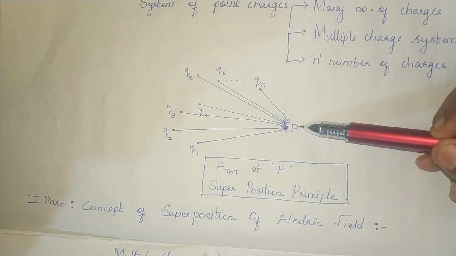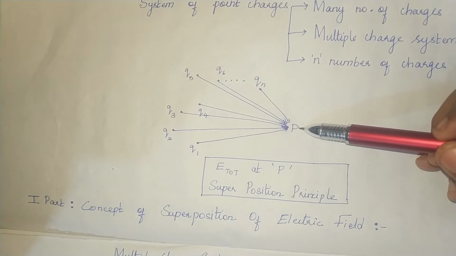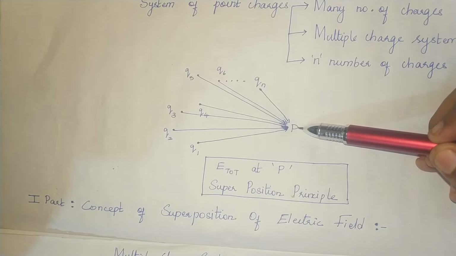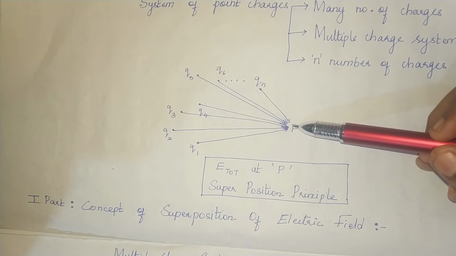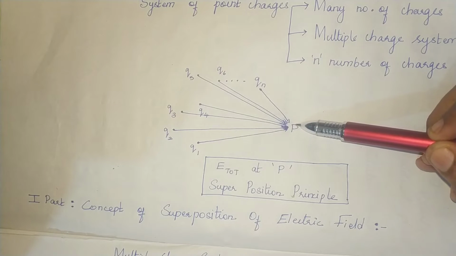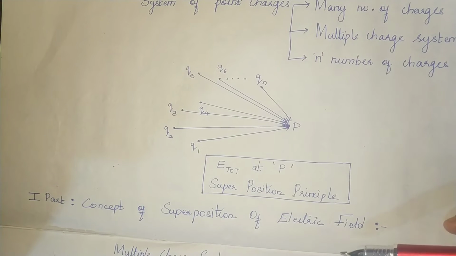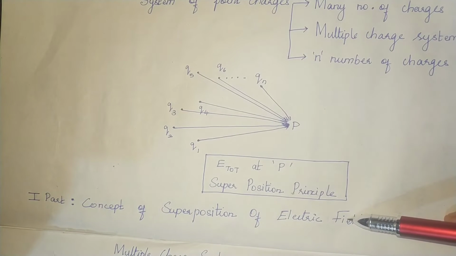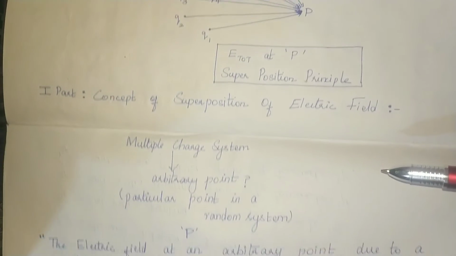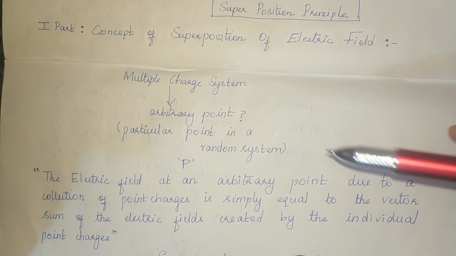Now we consider a point P. What we have to find is the electric field at the point P. By using the concept of superposition principle, the electric field at the point P can be found. As the first part of this session, let me tell you the concept of superposition of electric field.